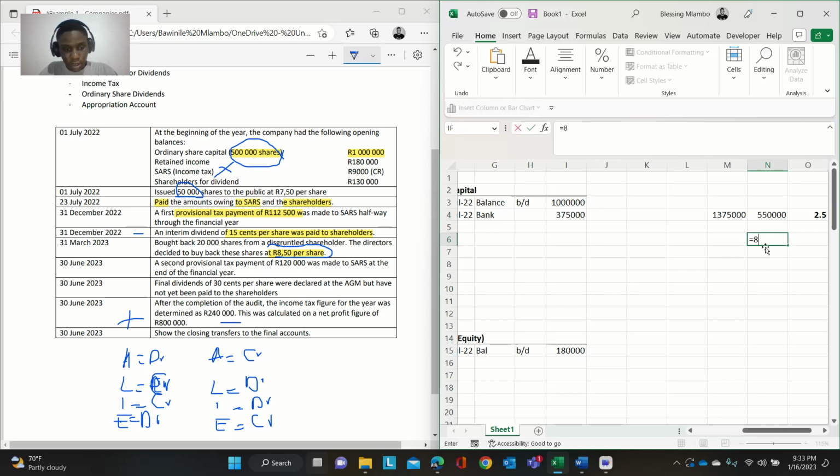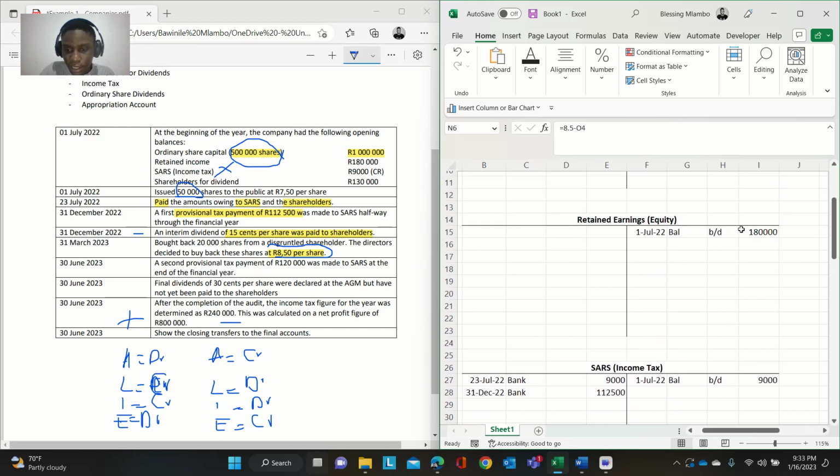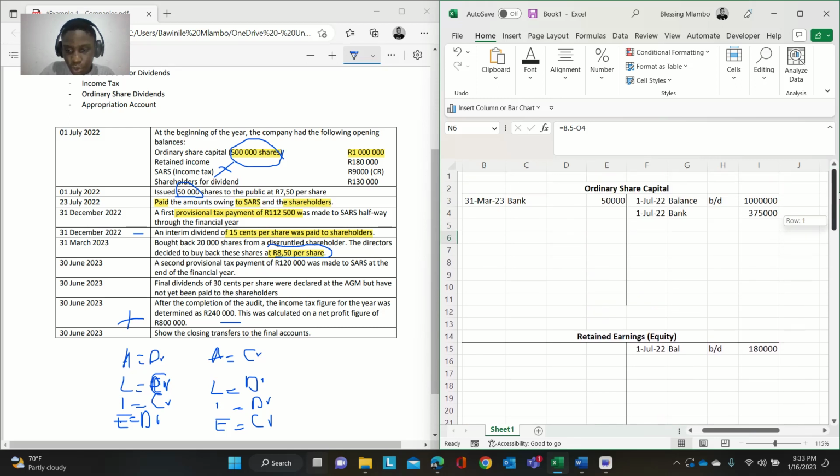So if we take 8 rand 50 and we subtract this 2 rand 50, we'll get 6 rand. So there's a 6 rand difference there. Where does this 6 rand go? This 6 rand is taken from the retained earnings. Remember I said the one way that retained earnings will ever decrease is through share buybacks. So what you do is you find the average price per share and then you use it to decrease the ordinary share capital. And then the remaining balance is taken from retained earnings.